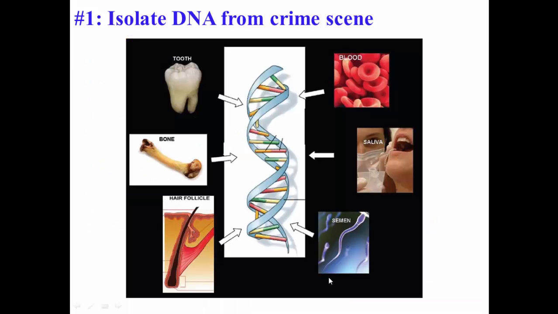So the first step when performing a gel electrophoresis is to isolate the DNA from the crime scene. So this involves taking fragments of hair, taking blood, taking a tooth, taking saliva, and taking the DNA out of these segments that you collected from the crime scene.